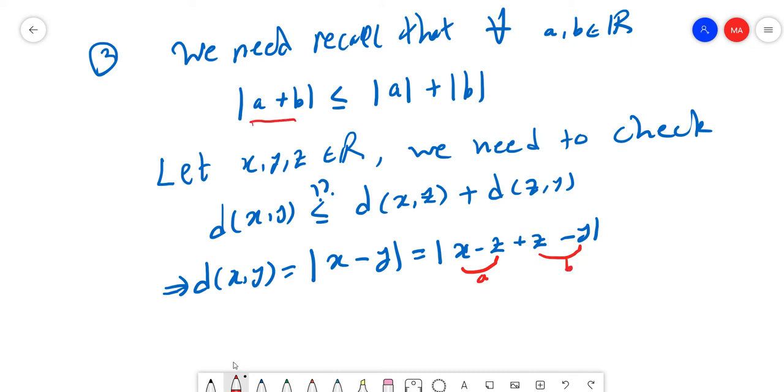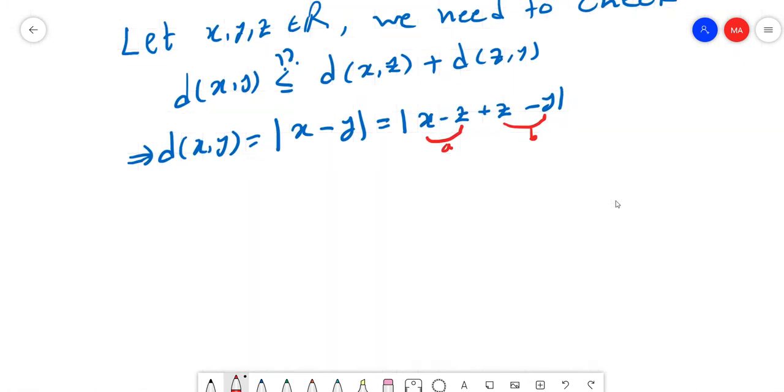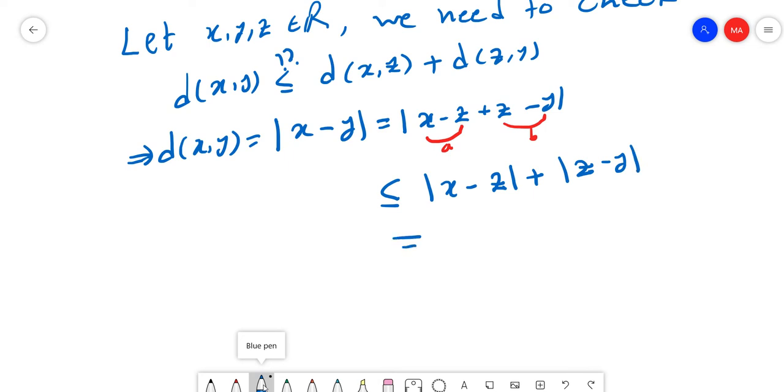By the triangle inequality, the absolute value of A plus B is less than or equal to the absolute value of A plus the absolute value of B. And this gives the absolute value of x minus z plus the absolute value of z minus y, and this is exactly the distance between x and z plus the distance between z and y. So that we have the triangle inequality.